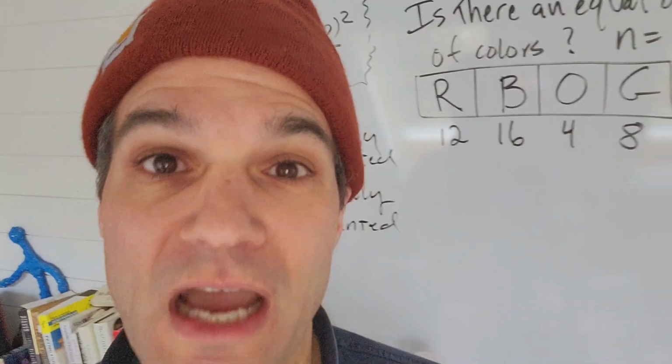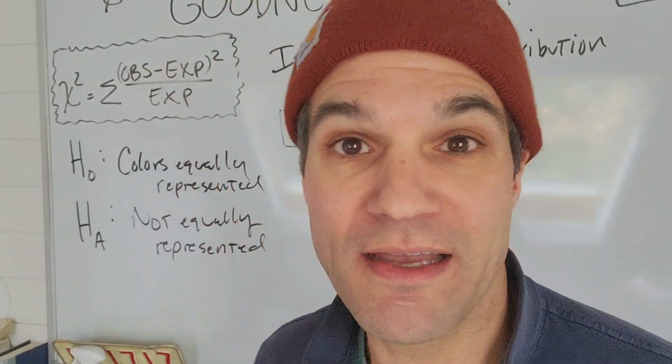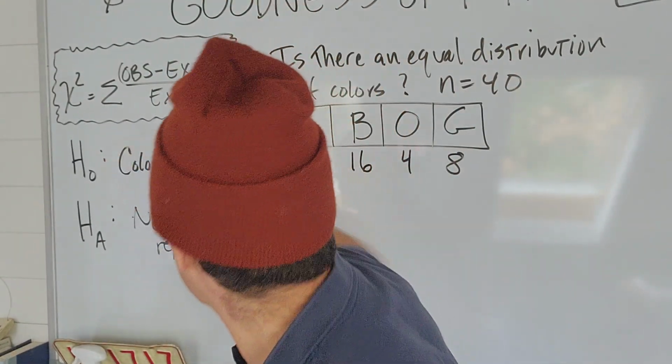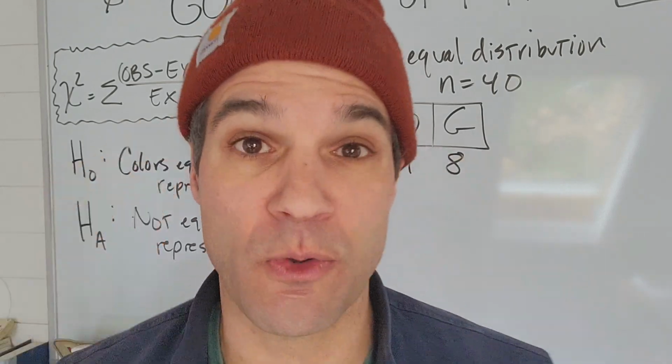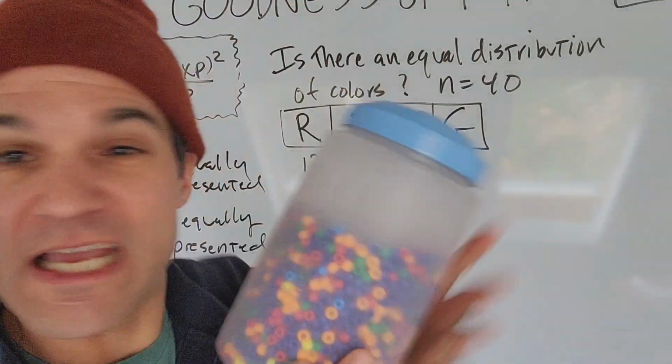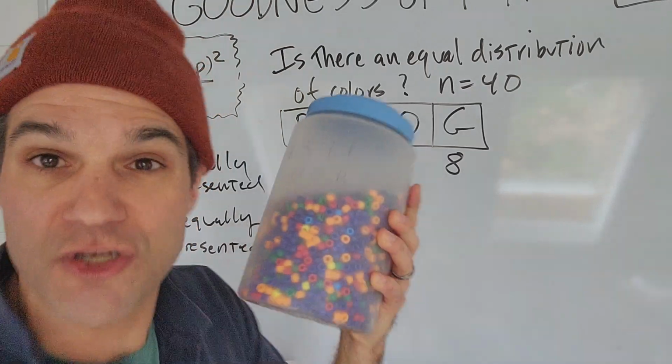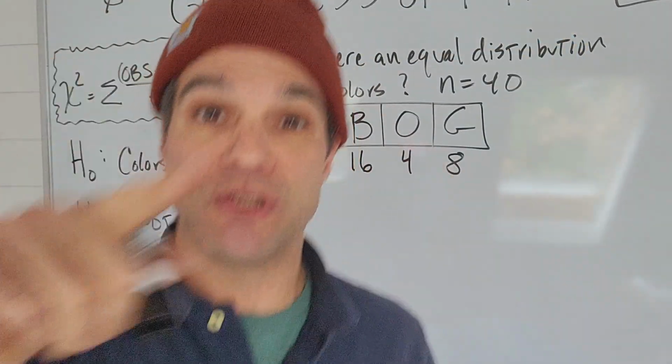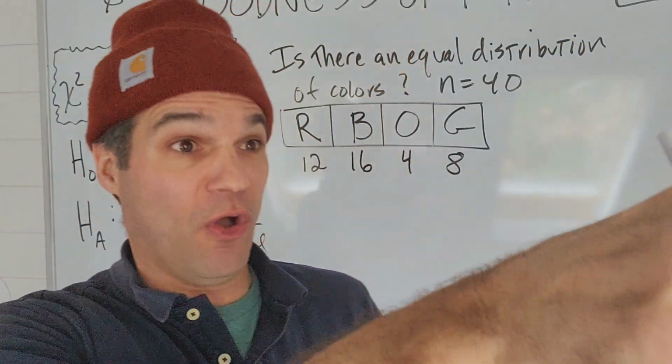Now, the question I'm wondering is, there's my ho and my ha, okay? Now, if they were equally represented, so if there was an equal amount of each of the colors, red, blue, orange, and green, the exact same amount, and I took a sample, and you took a sample, and that guy took a sample, and oh, did you get a sample?